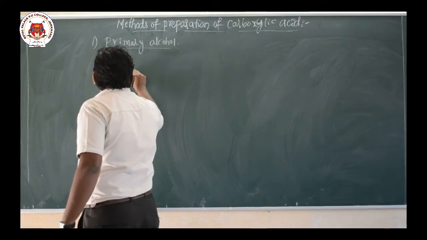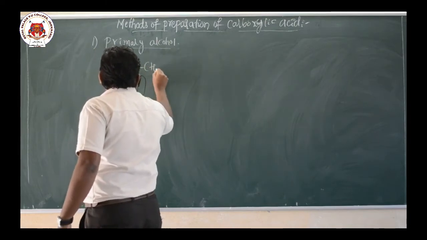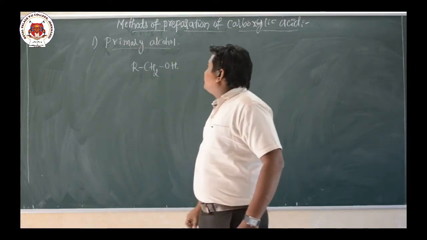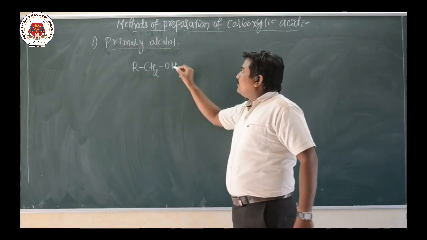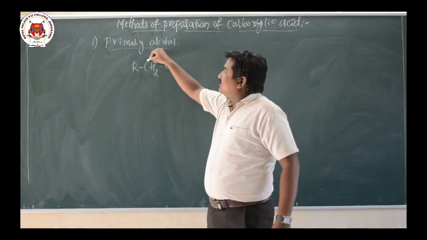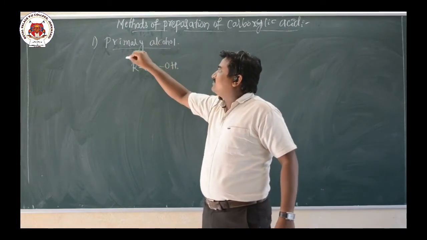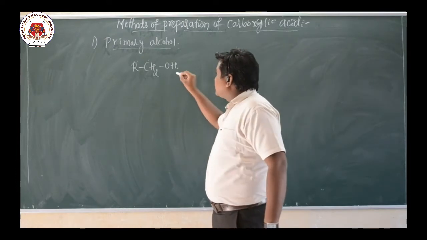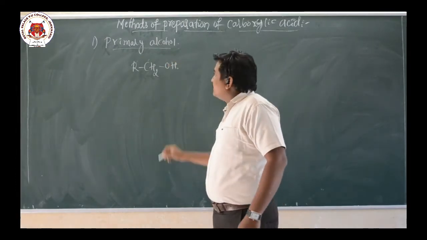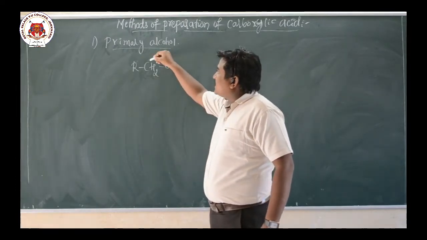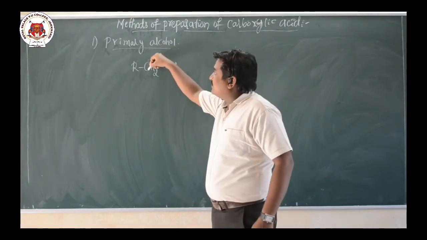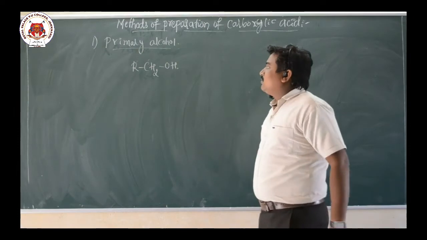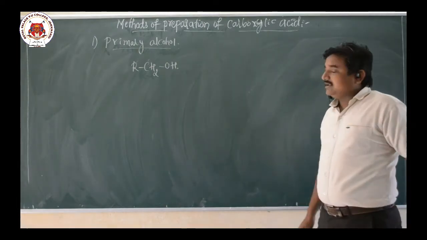Generally the primary alcohol has the general formula RCH2OH. In a primary alcohol, the carbon bearing the OH group is directly attached to only one carbon atom. Hence such alcohols are called primary alcohols. The hydroxyl group attached carbon, this carbon, is directly attached to only one carbon atom, and such alcohols are called primary alcohols.